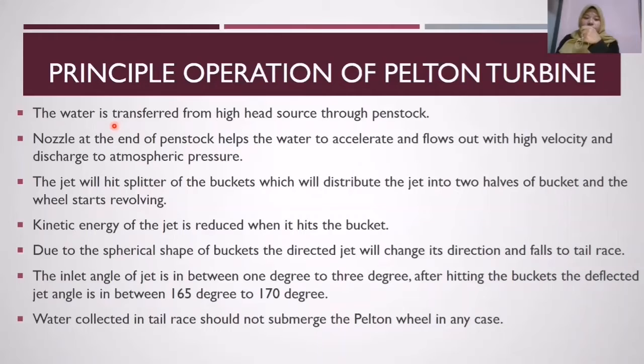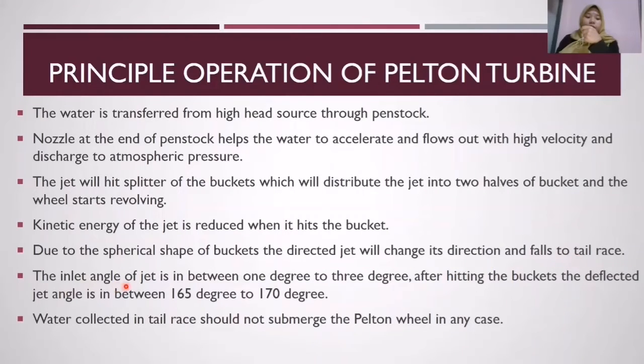Firstly, water is transferred from a high head source through the penstock, and then the nozzle at the end of the penstock helps the water to accelerate and flow out with high velocity and discharge to atmospheric pressure. The jet will hit the splitter of the bucket, which will distribute the jet into two halves of the bucket, and the wheel starts revolving. The kinetic energy of the jet is reduced when it hits the bucket.